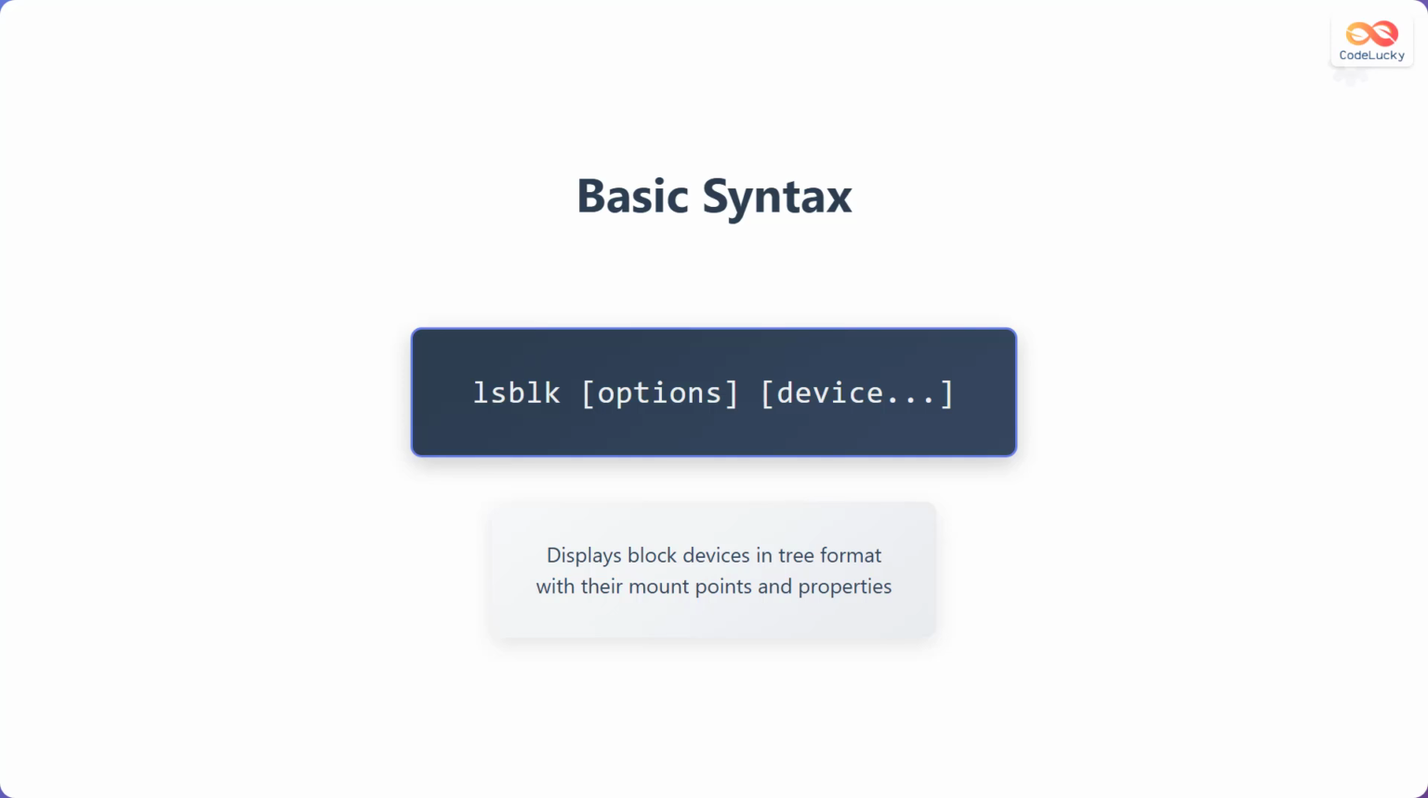The basic syntax of the lsblk command is as follows: lsblk followed by options, and then optionally a specific device name. It displays block devices in a tree format with their mount points and other properties.